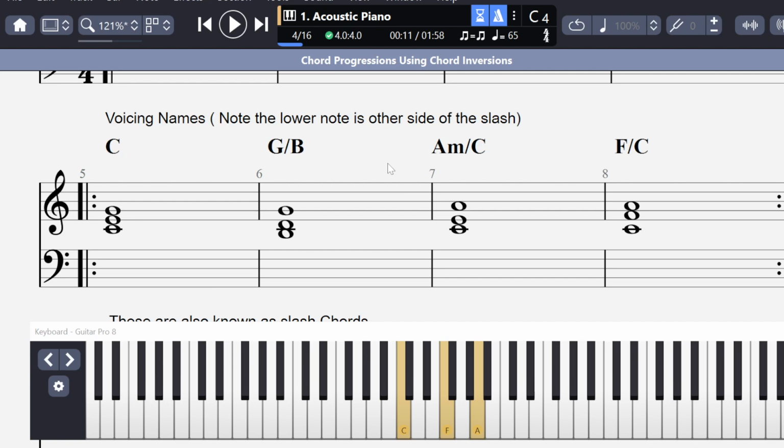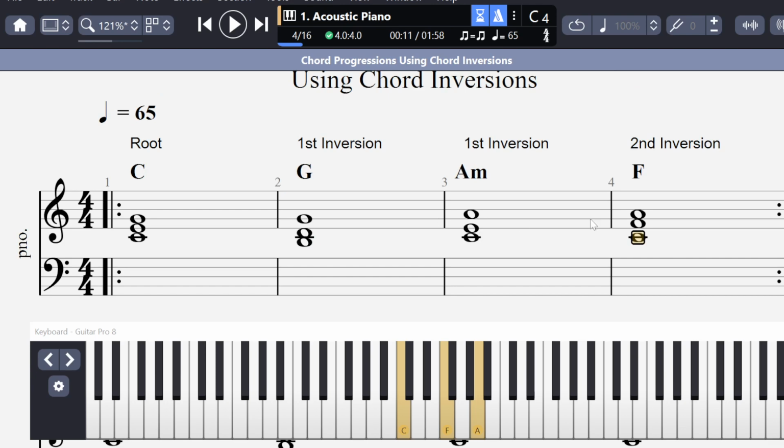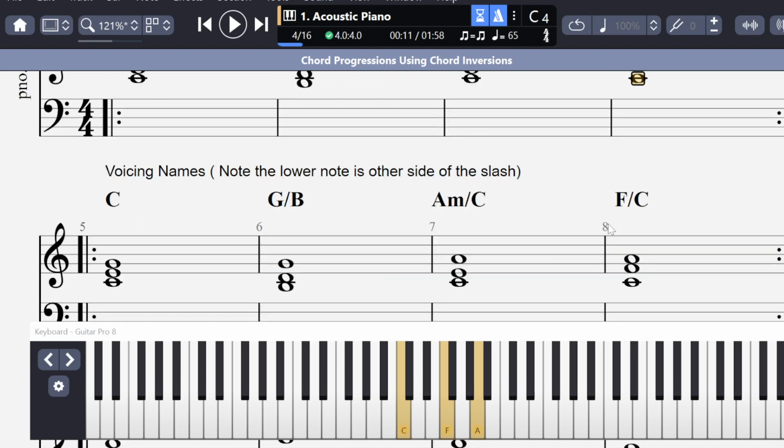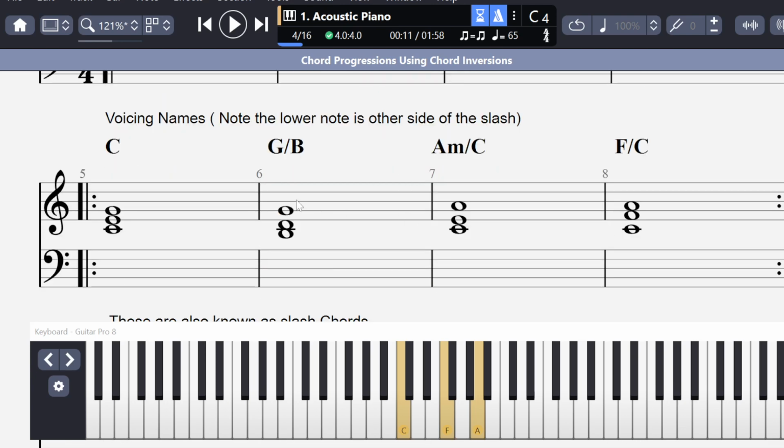And the reason why you might see it written down like this is because if we're playing just with the right hand and our lowest note has changed, even though we know that that's still a G and that's still an A minor, that's still an F, you might see it written down like this.